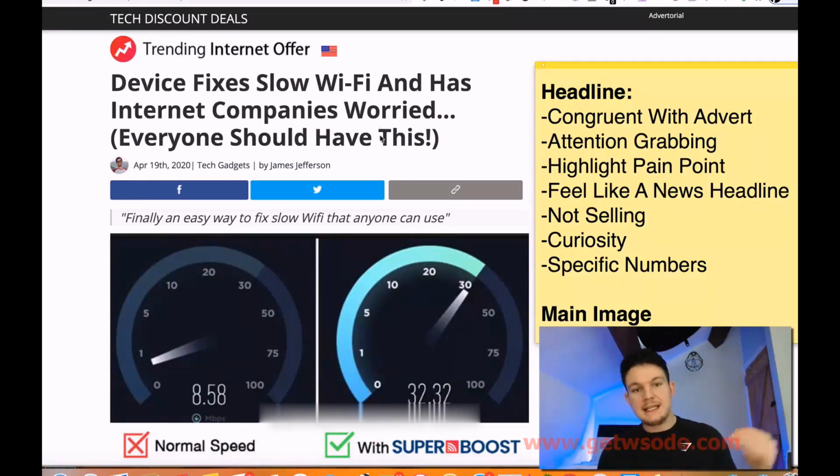So you want it to be similar to the headline which they initially clicked, but you've got a bit more room now to go into a bit more detail and maybe start touching on the product or the problem or the solution that you're going to offer in this article. So you want it to be congruent with the advert. You also want it to be attention grabbing as well. So as I said, you don't want it to be boring.